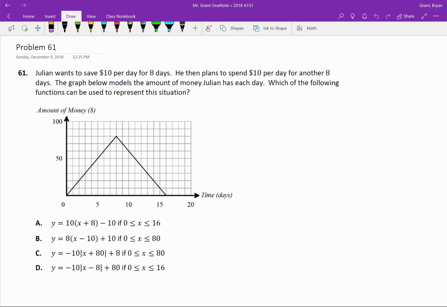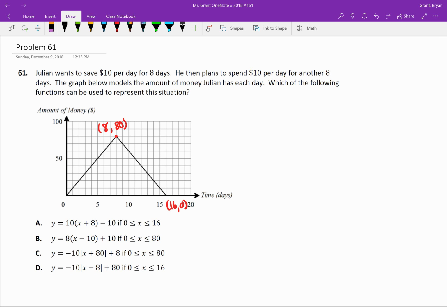We're looking at problem 61 for this year, and it looks very similar to problem 60 if you've already taken a peek at that. But the idea is we have this friendly student, Julian, who's saving $10 per day until he gets all the way up to $80. So on the 8th day, he has $80. And then he starts to spend all of his money. And then by the 16th day, he's down to 0. So he saves for 8, spends for 8, and that is his 16-day financial journey.